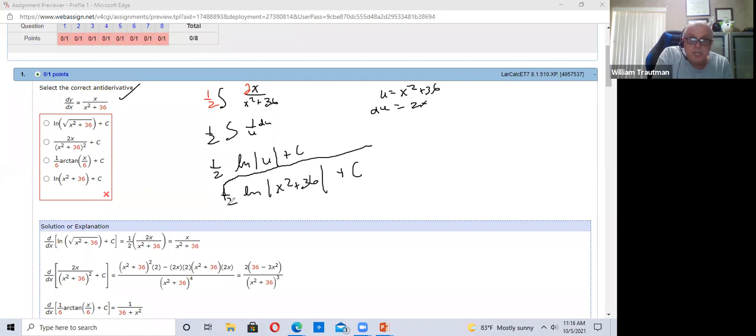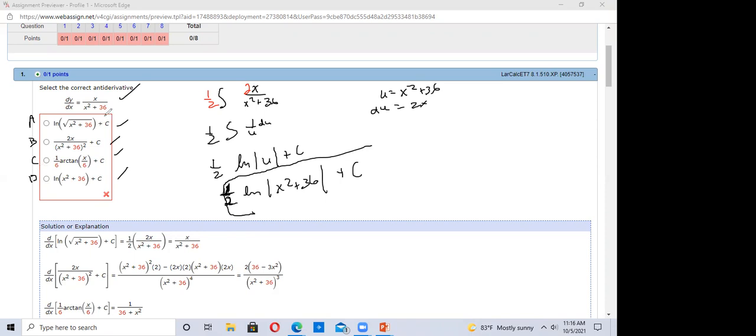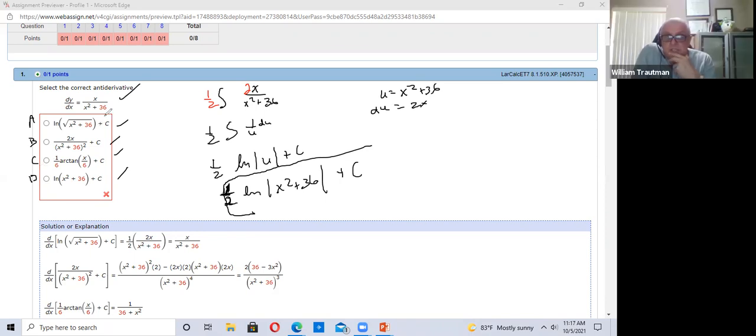And now we have to pick the correct answer. They want you to pick the correct answer, but this is what I got. So which one is the correct answer? A, B, C, or D? A. Okay, somebody says A. I'll give somebody else a chance if anybody wants to say something different. It kind of looks like D also.